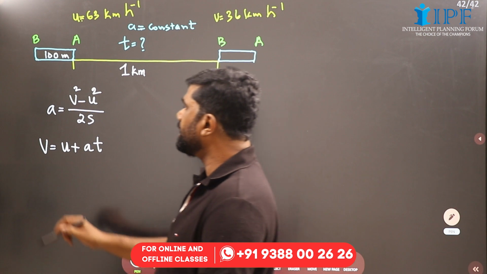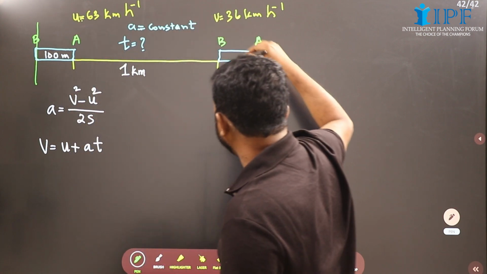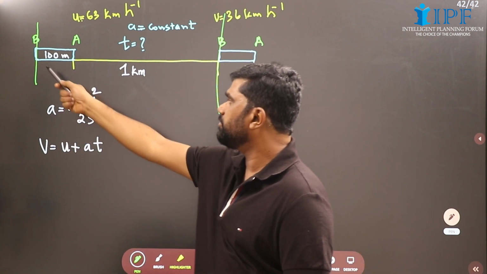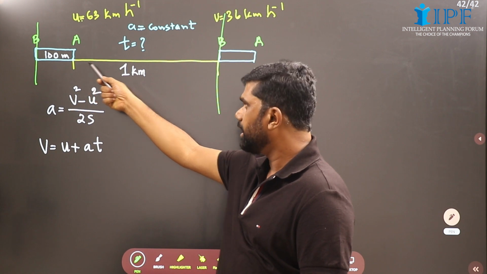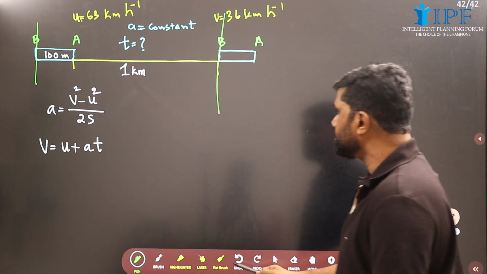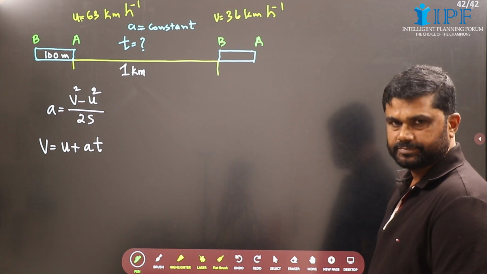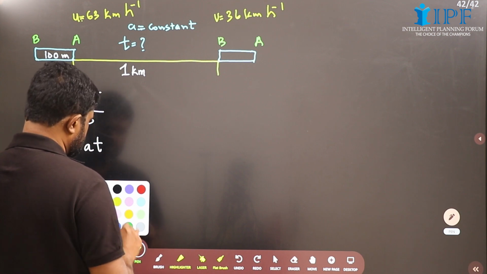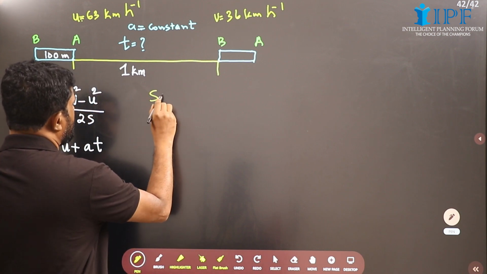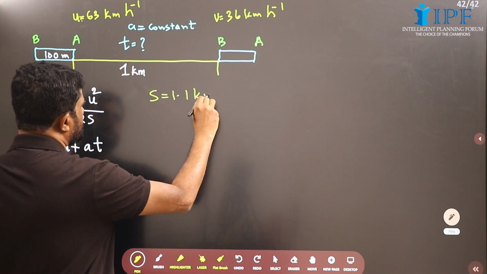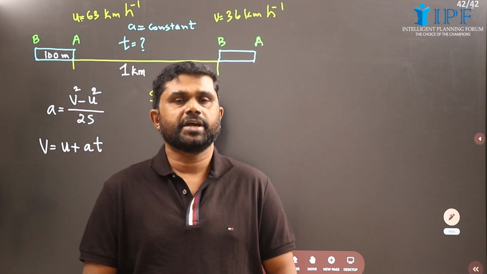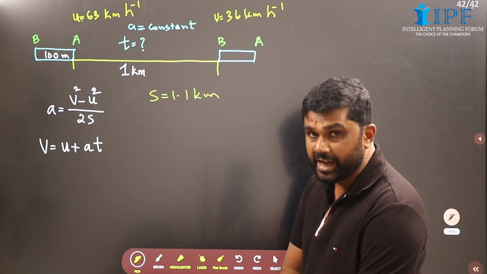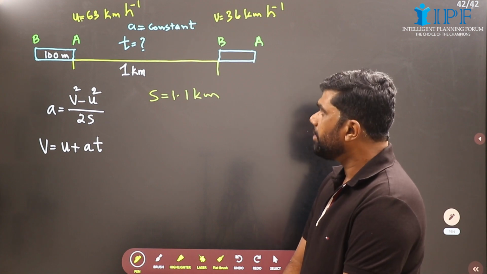If you apply it for the back end of the train, this is the initial position and this is the final position. So from here to here the total displacement will be 100 meter or 0.1 kilometer, and this is 1 kilometer. So again it is 1.1 kilometer displacement. So we can write s equal to 1.1 kilometer. Then we have the initial velocity, we have the final velocity, we have the acceleration, which is given as constant. We have to find the time.